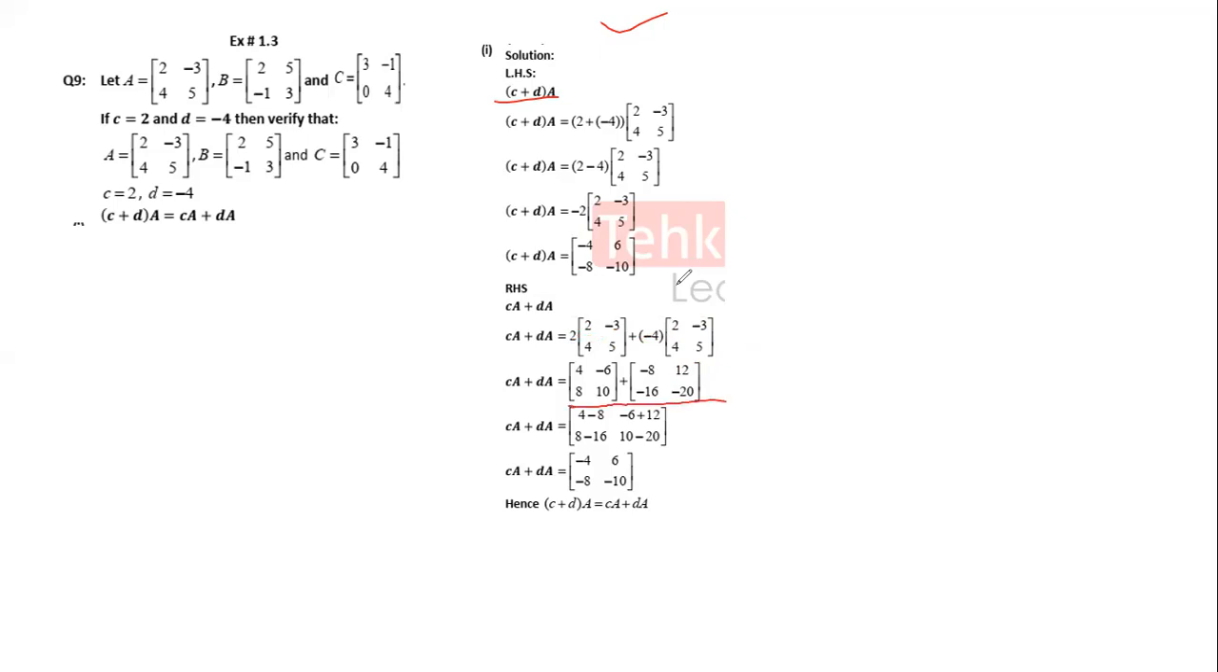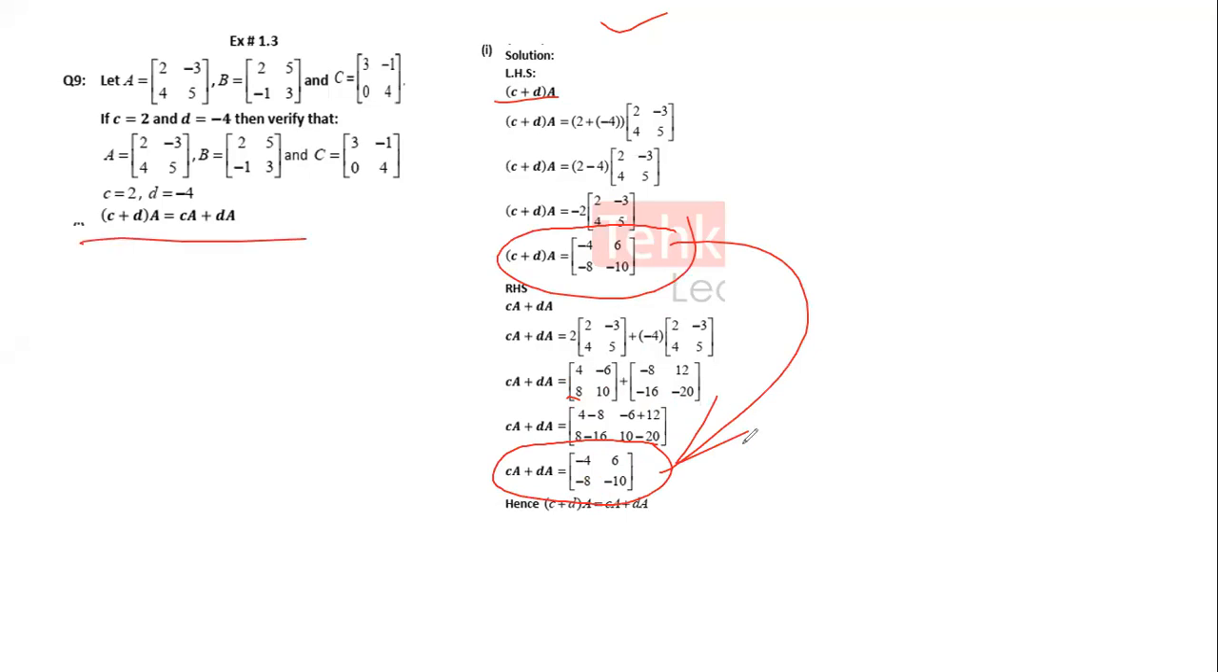After this, just add. 4 plus minus 8 is minus 4. 6 plus 12... minus 6 plus 12 is 6. 8 plus minus 16 is minus 8. 10 plus minus 20 is minus 10. So the right hand side gives minus 4, 6, minus 8, minus 10, and the left hand side is there. So is this equal? Yes, that's equal. So it means that this is verified, the left hand side is equal to the right hand side, hence it is equal.